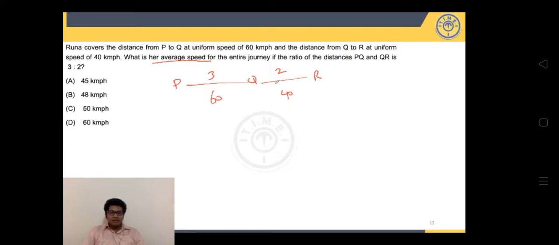So I will not take 3x and 2x, I can just say 3 and 2. So total distance is 5 divided by total time, 3 by 60 plus 2 by 40. What is 3 by 60? 1 by 20. What is 2 by 40?